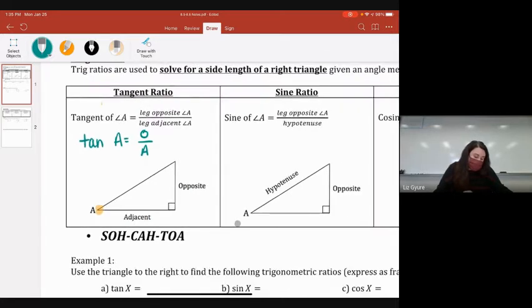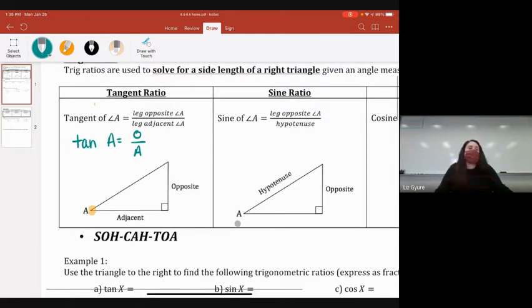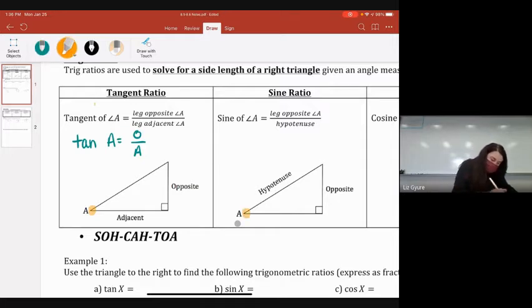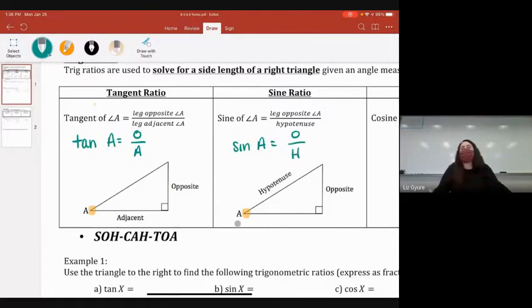Then you have the sine ratio. If I need to use the sine ratio, I need to either be finding or have the length opposite angle A and the hypotenuse. So you'll see this written a lot. Again, this is all with respect to whatever angle you're given. Sine of A equals opposite over hypotenuse. And either your opposite length or your hypotenuse will be missing, and that's what we're solving for. It's like setting up an equation and solving for the variable.